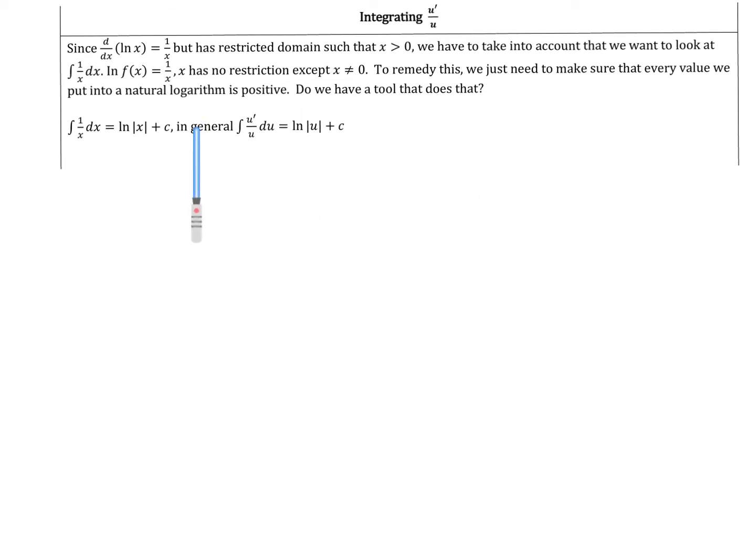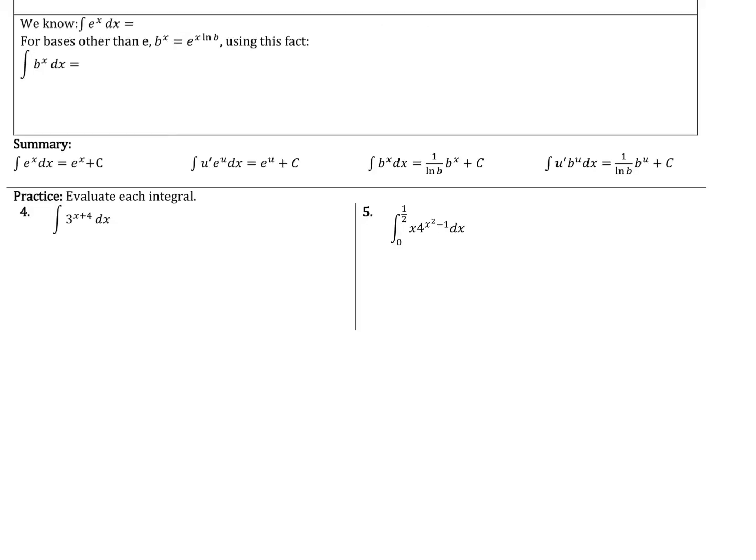So now that we've sort of solidified and done a good amount of practice with natural log, let's actually talk about exponential functions and how to integrate exponential functions that maybe aren't base e. So we learned previously that the derivative of e to the x is e to the x, which means that the antiderivative of e to the x is e to the x plus c.